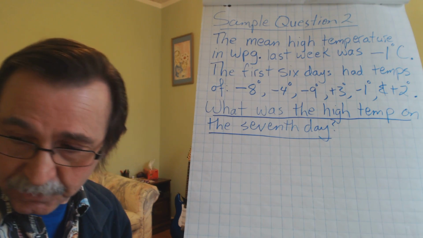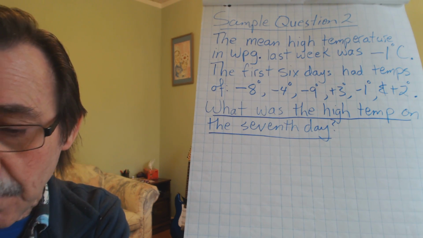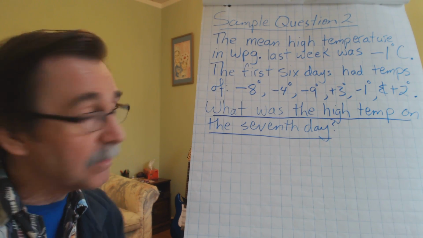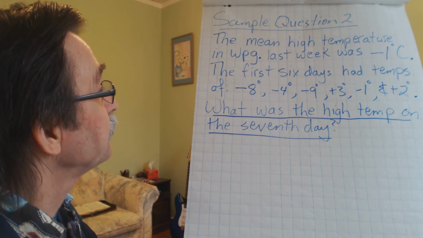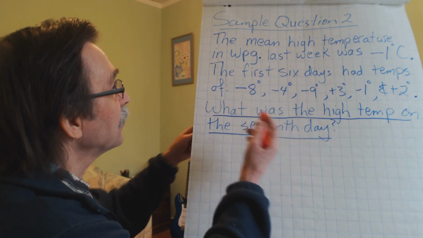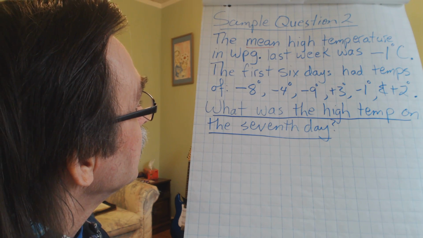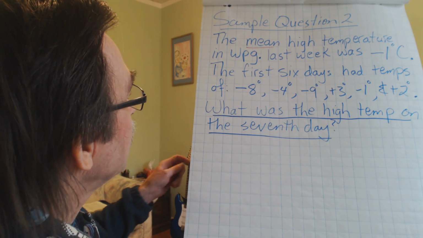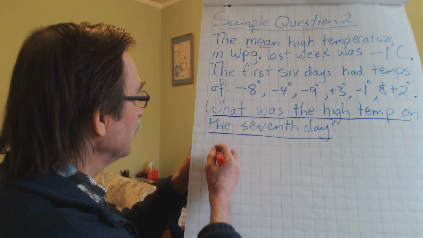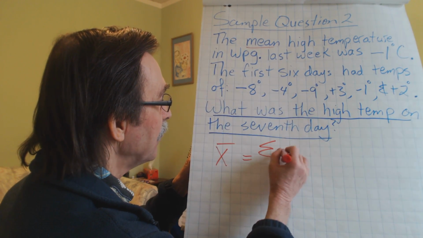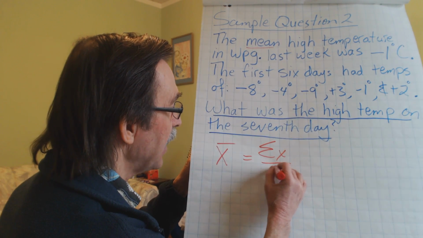Well, I'm going to start out just as I did last time on sample question 1 with the formula for mean. Because how do we know we're talking about mean? Well, there it is. So the mean, let's go with the formula. X bar is equal to the sum of all the scores divided by n.